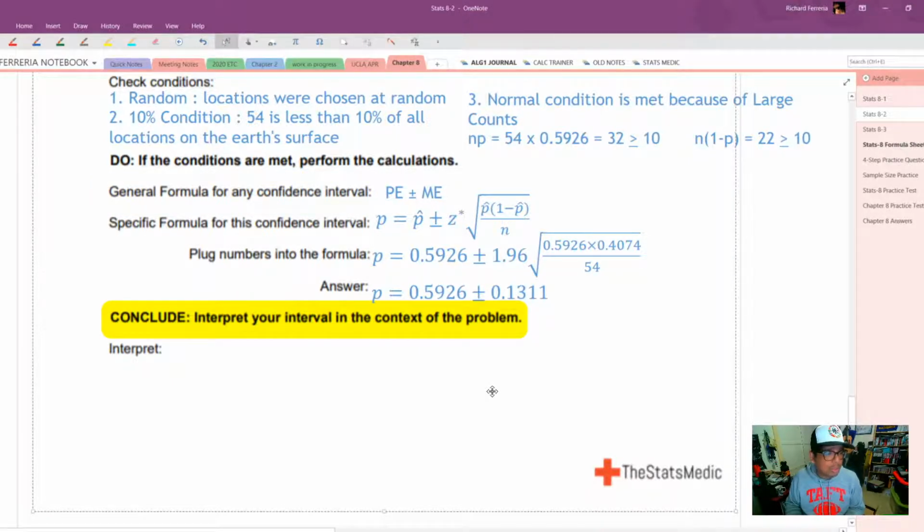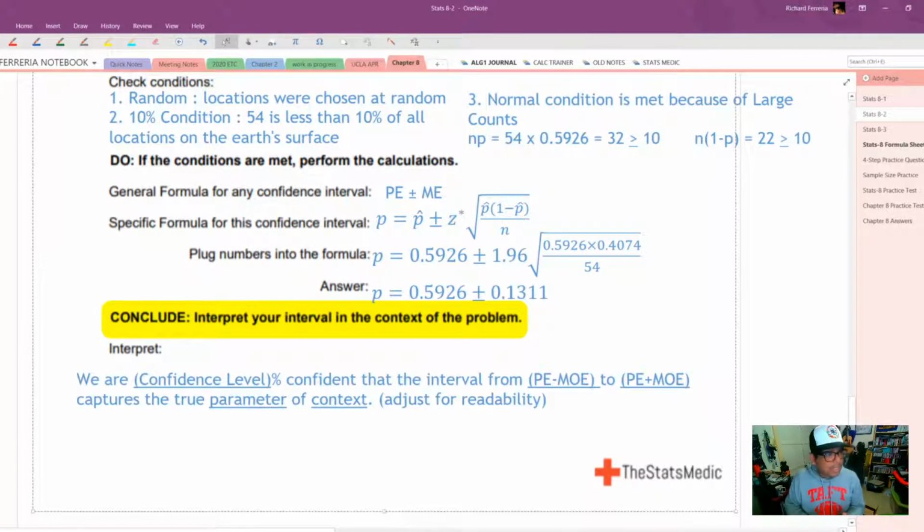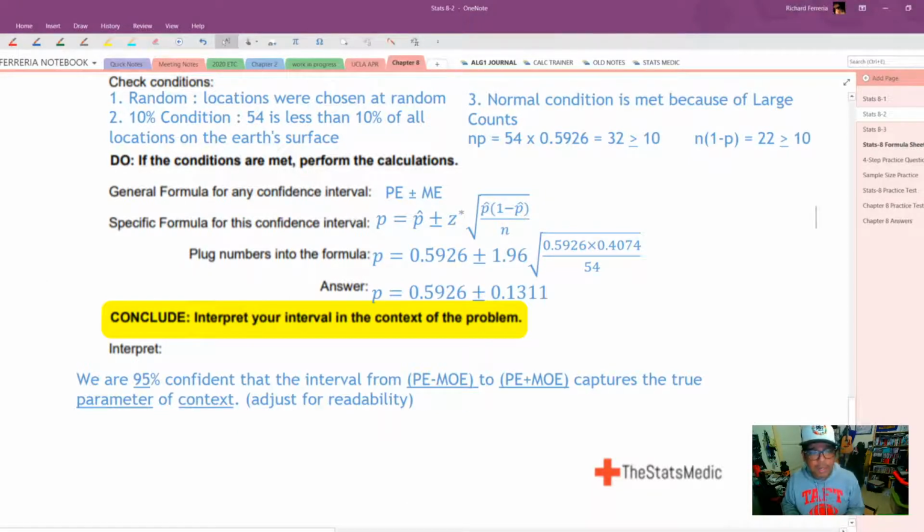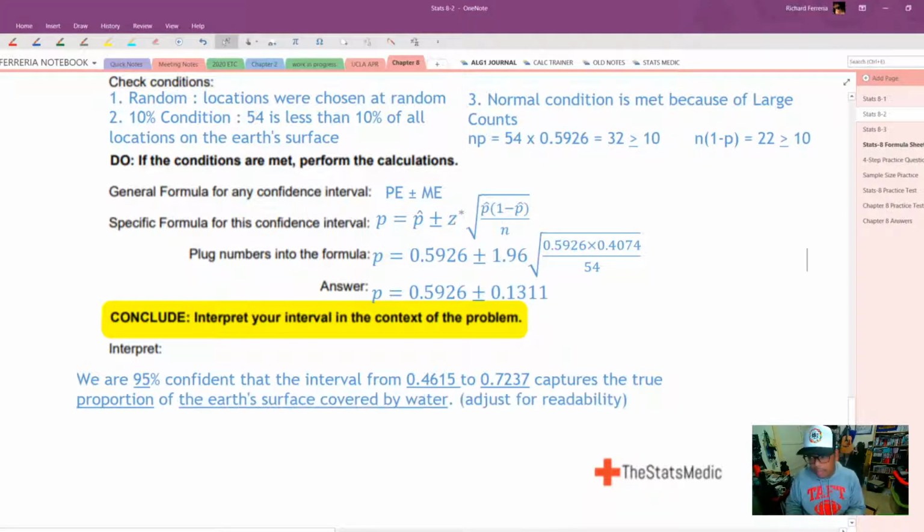Lastly, we're going to conclude by interpreting our interval in context. Here's our sentence frame. Let's go blank by blank and substitute what we know. We are 95% confident that the interval from 0.4615 to 0.7237 captures the true proportion of the Earth's surface covered by water.